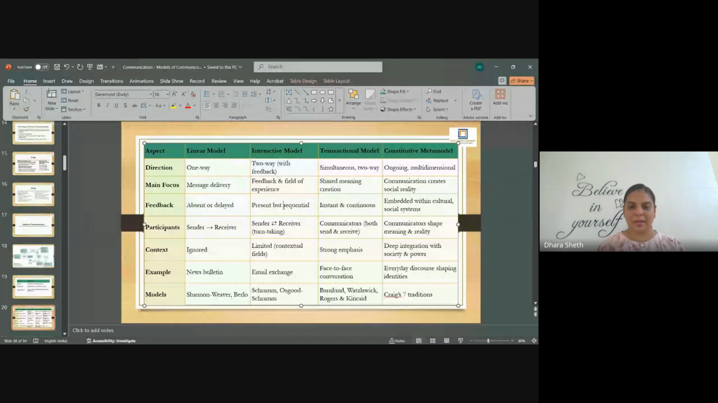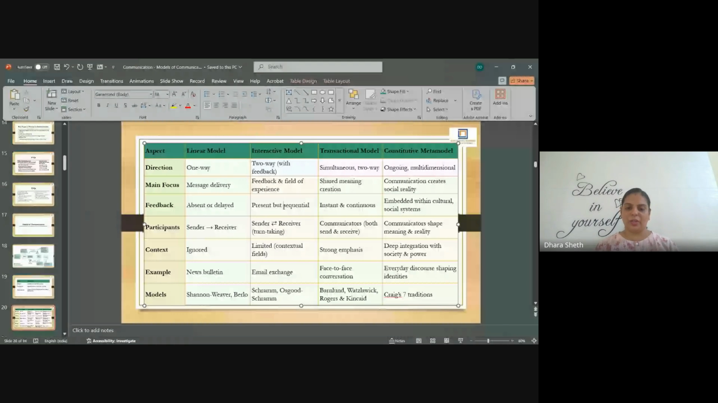Feedback is present but sequential. Okay, so it is turn-based. The sender first sends the message, the receiver receives it, and then sends back a feedback. For example, email. 2 people cannot send an email at the same time. Walkie-talkie. One person speaks, the other listens, and then once they stop speaking, the other person starts speaking.